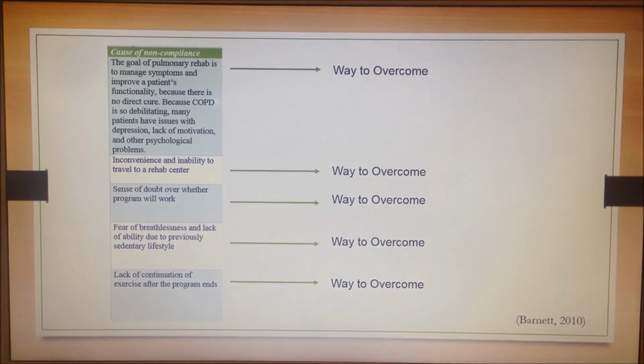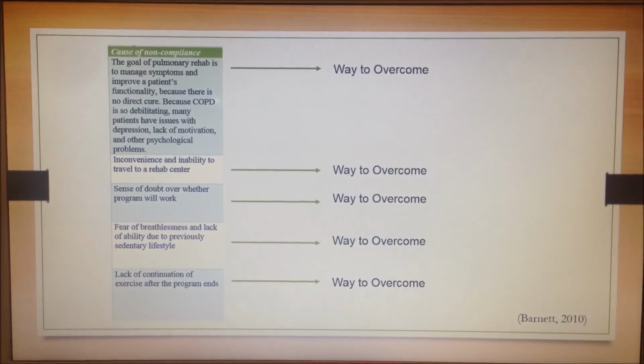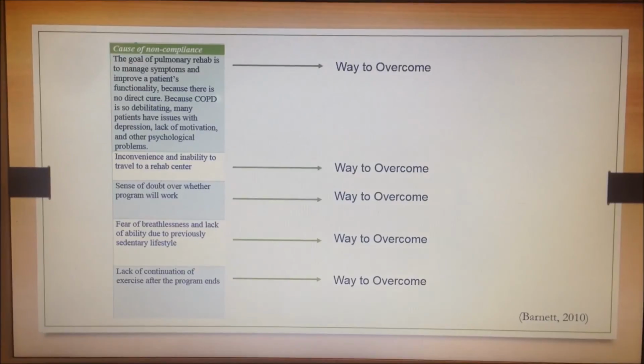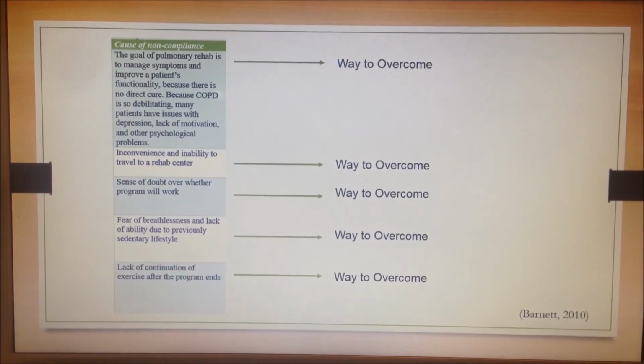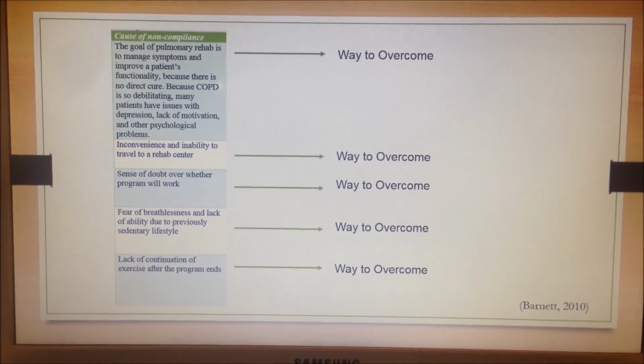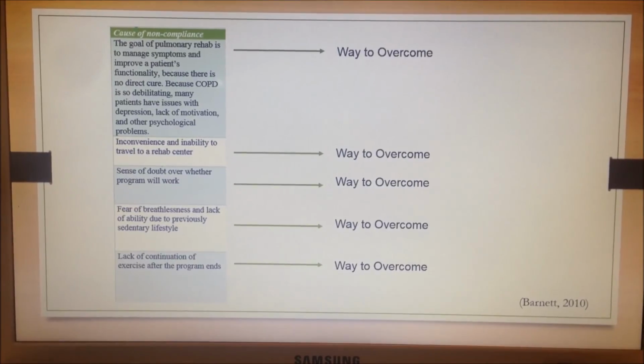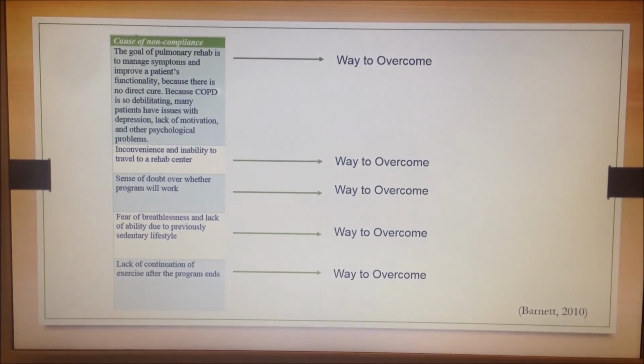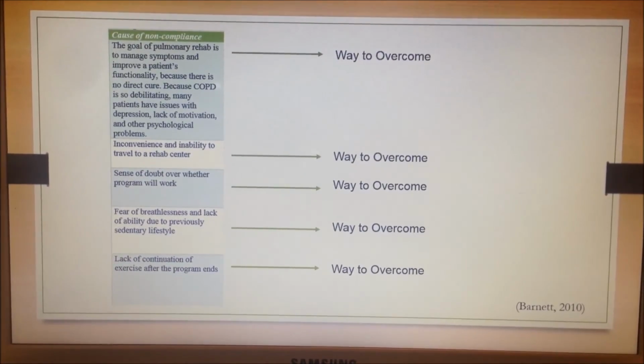Cause of non-compliance. Inconvenience and inability to travel to a rehab centre. Ways to overcome it. Provide community-based programs as well as home exercise programs. Cause of non-compliance. Sense of doubt over whether the program will work. Ways to overcome it. Education sessions in addition to exercise. Include disease info, management, and best care.